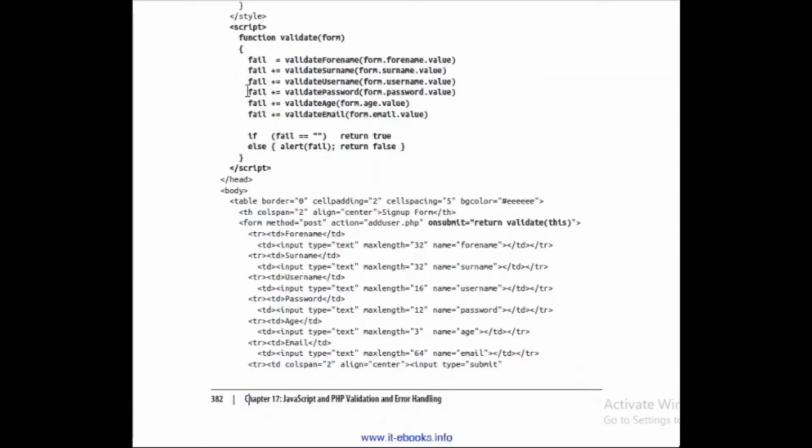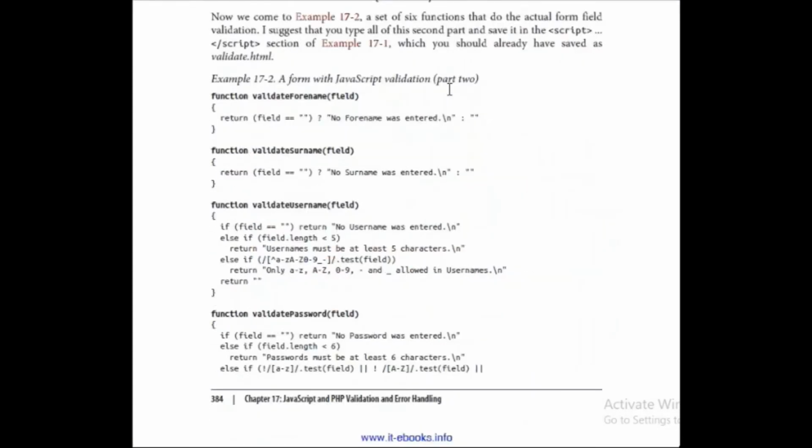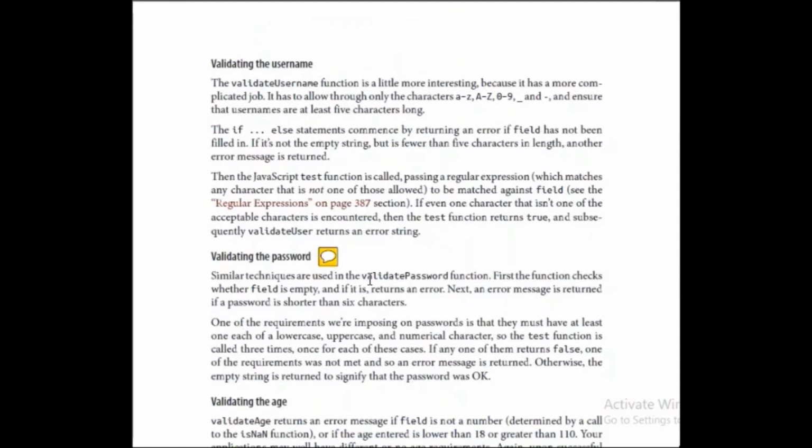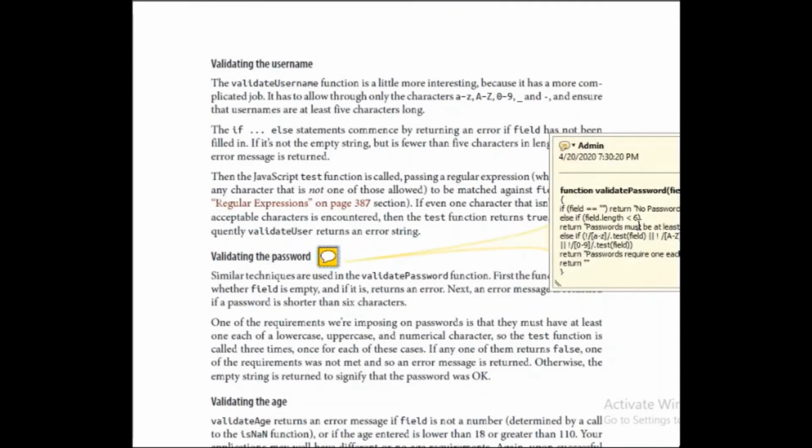The fourth function is named validate password, and when we come over here, its details are shown here. Here you can see that again the first check is if the field is empty, return no password was entered. If field length is less than 6, if the password length is less than 6, it should not be. That's the check they have mentioned here. It's totally up to you. If you want it, you can add it, otherwise you can skip it. If the password that is entered is less than 6 characters, it will give an error.